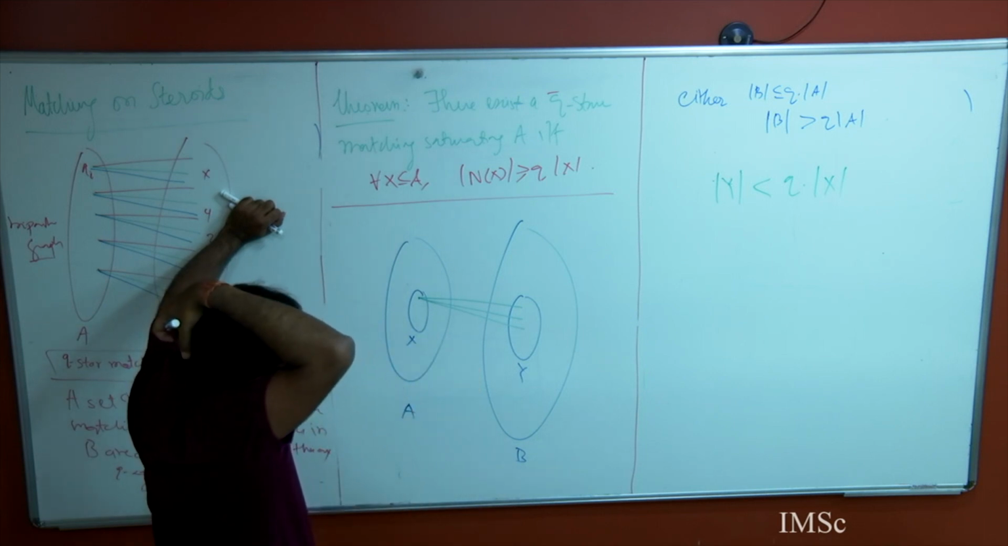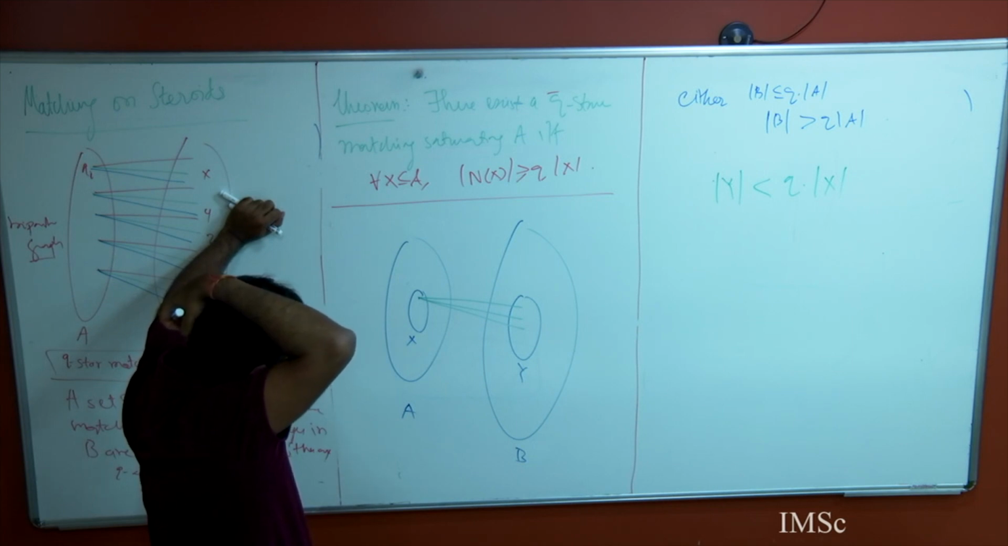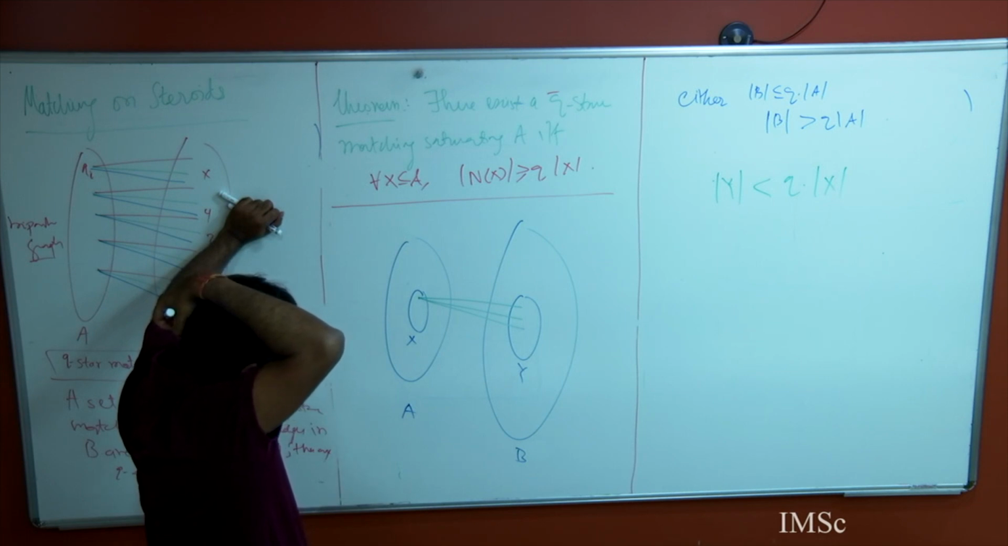Some element does not have Q matching. Q star doesn't exist, so the cardinality of N(X) is strictly less than Q times X. It won't have a Q star matching.